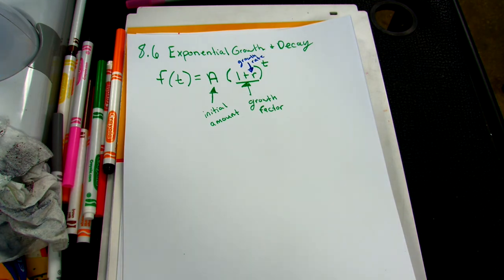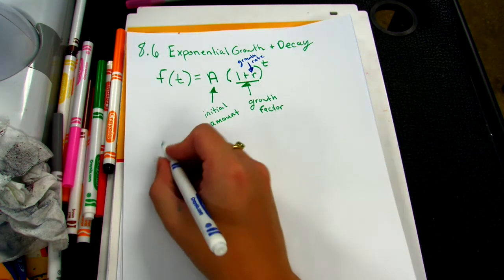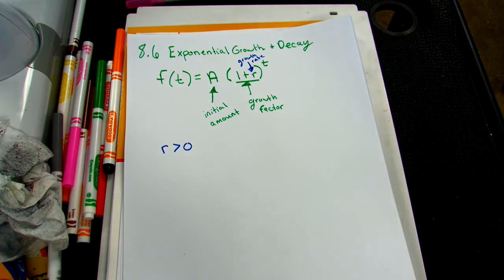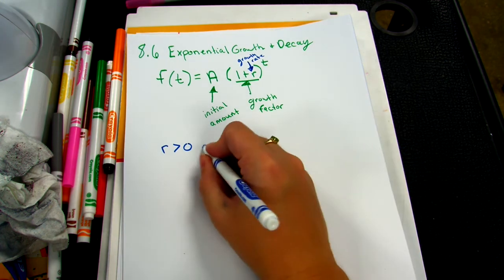Our growth rate is very important because if r is bigger than 0, that means we're growing. That would be something like 100%, 120%, 150%. That means the original plus way more. So anytime you have r greater than 0, we have exponential growth.